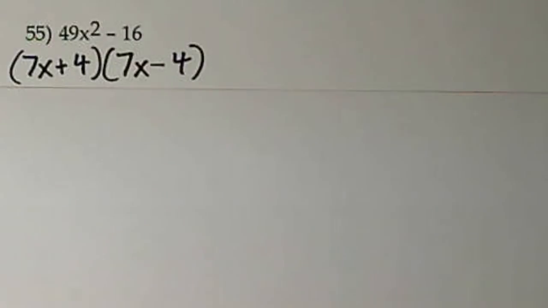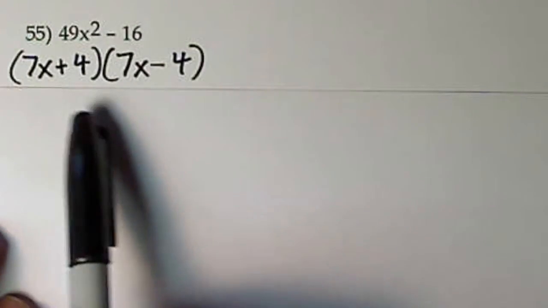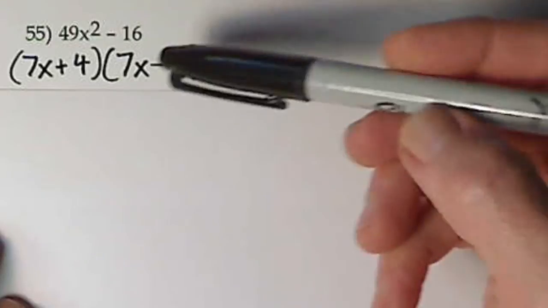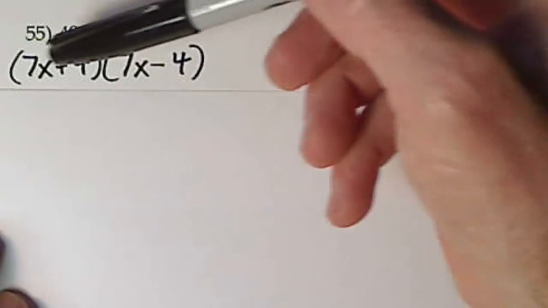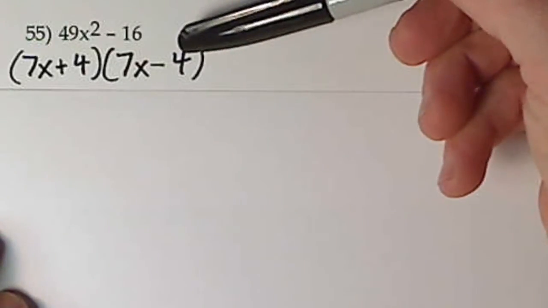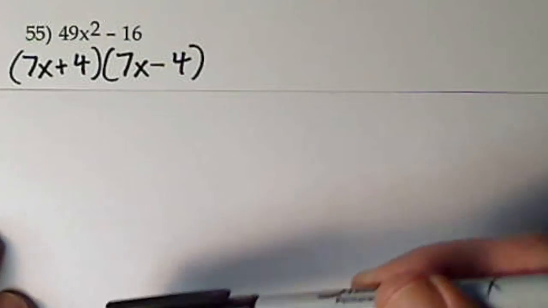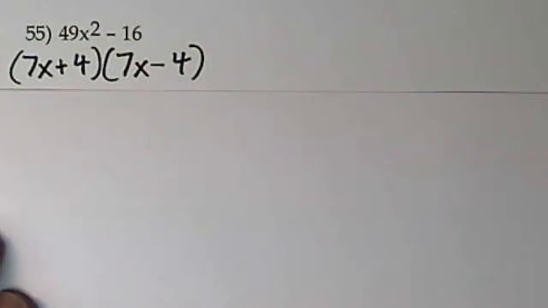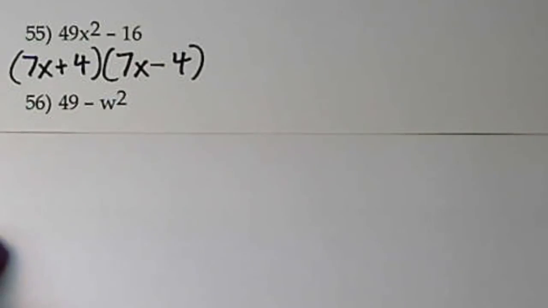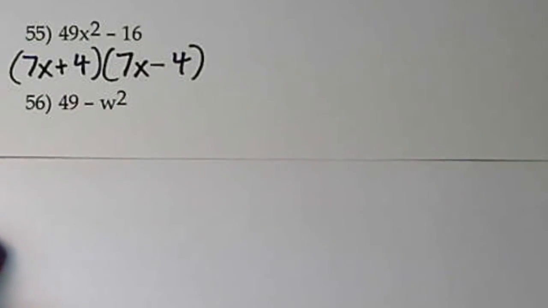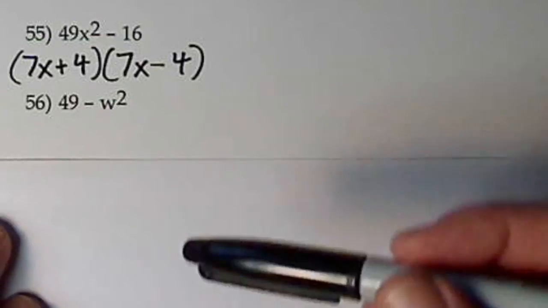Okay, and in order to see that, if this gives you any trouble, you really need to go ahead and multiply each term here by each term here, and you'll see your middle terms cancel, and you'll end up with 49x squared minus 16. Okay, we'll also take a look at number 56, and it might look strange.